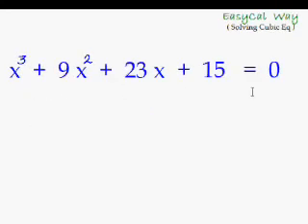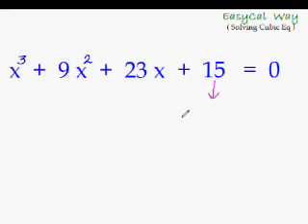So solve this cubic equation. Now I'm really sure you can do it easily. Once again, you're getting 10 seconds. Start. Okay, so now I'll do it.